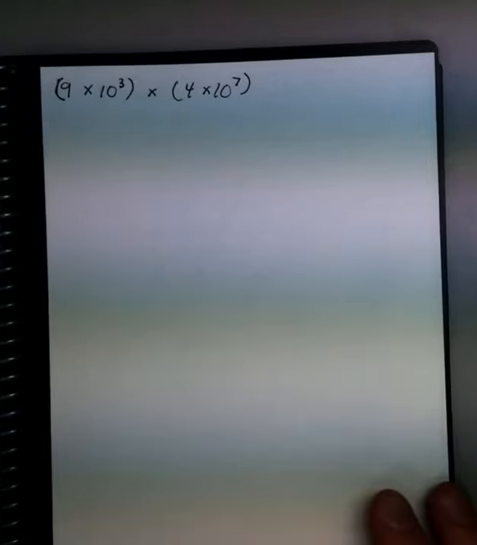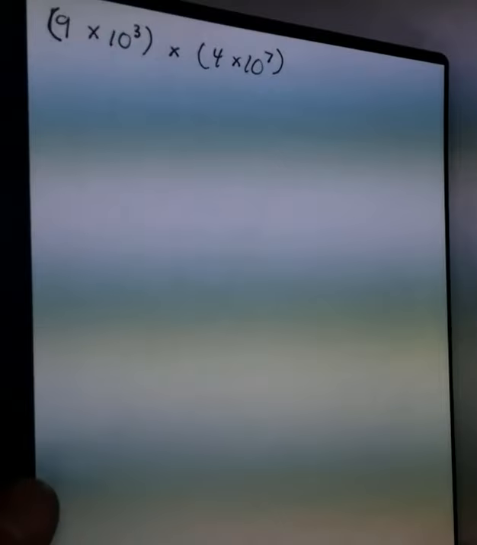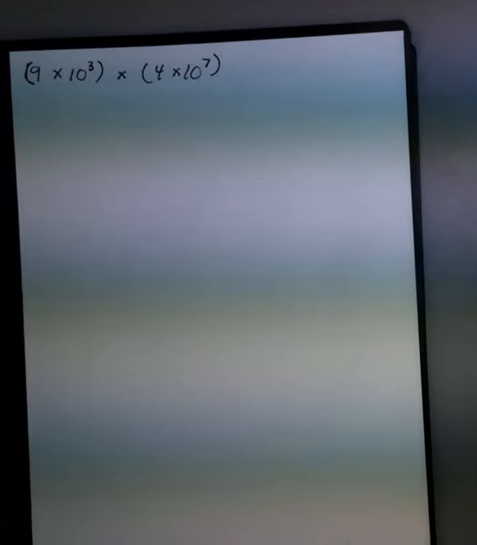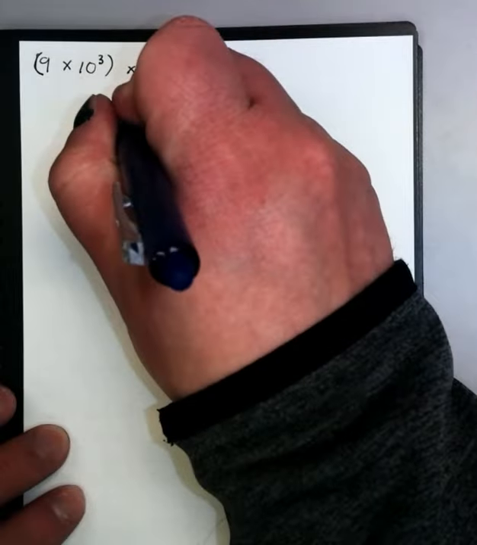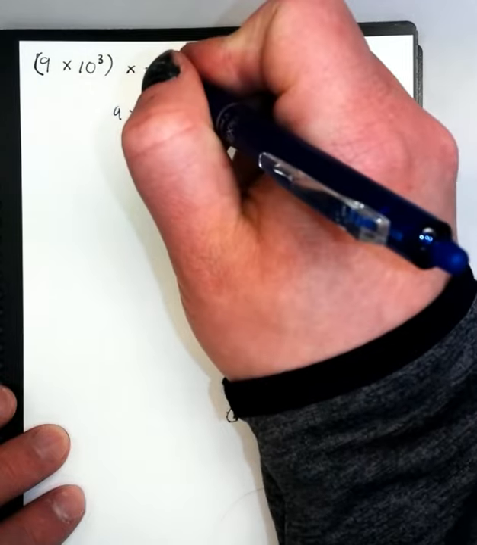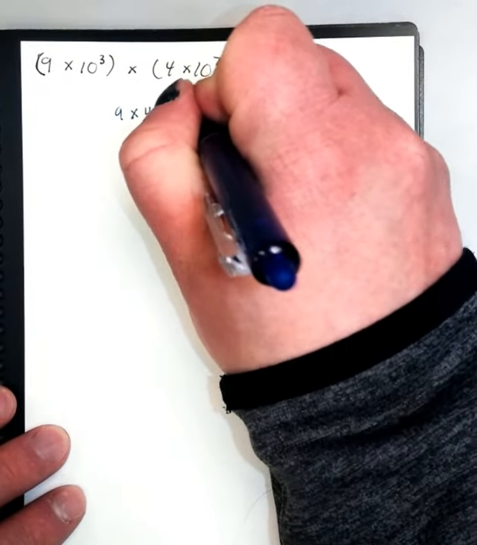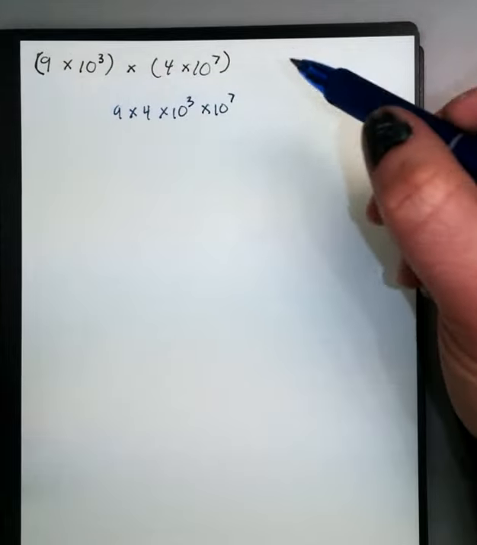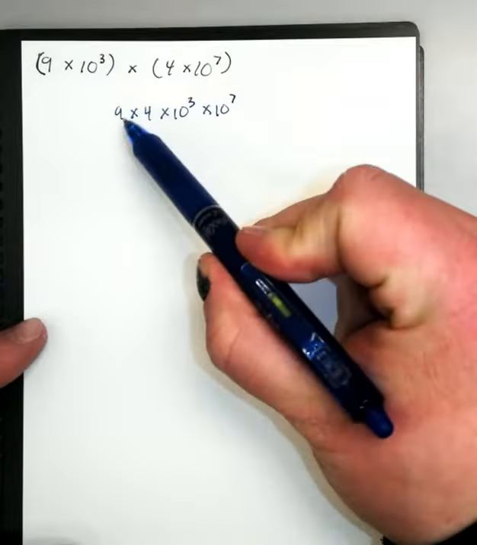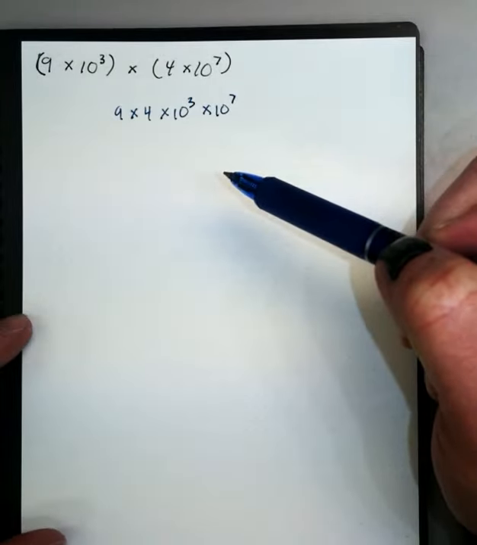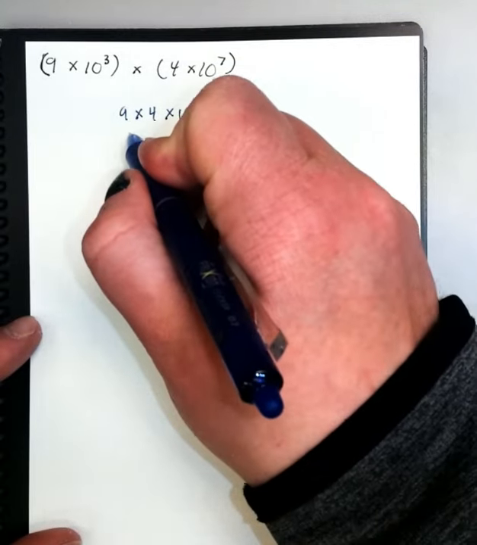I want you to try one on your own. 9 times 10 to the 3rd times 4 times 10 to the 10th. Pause the video and solve this. Welcome back. Hopefully you rearranged these. Hopefully your first step was to rewrite the problem, putting the 9 and 4 next to each other and our 10 to the third and 10 to the seventh next to each other.